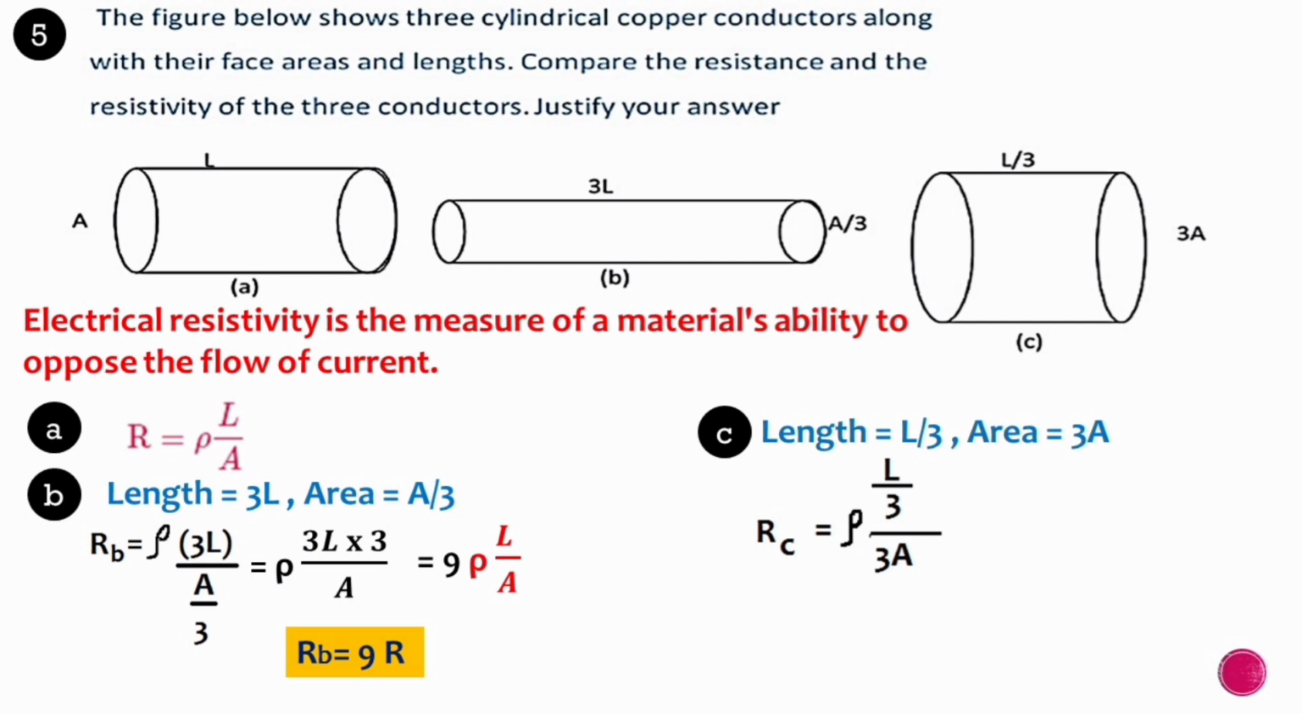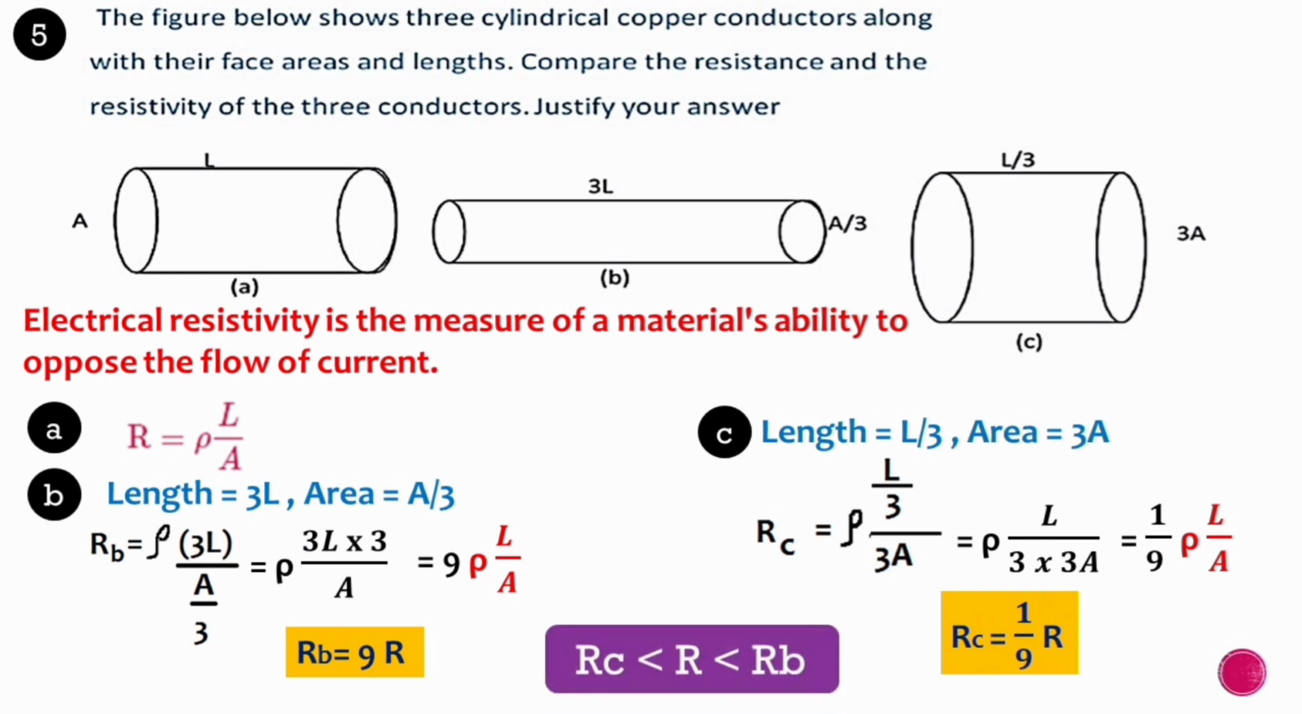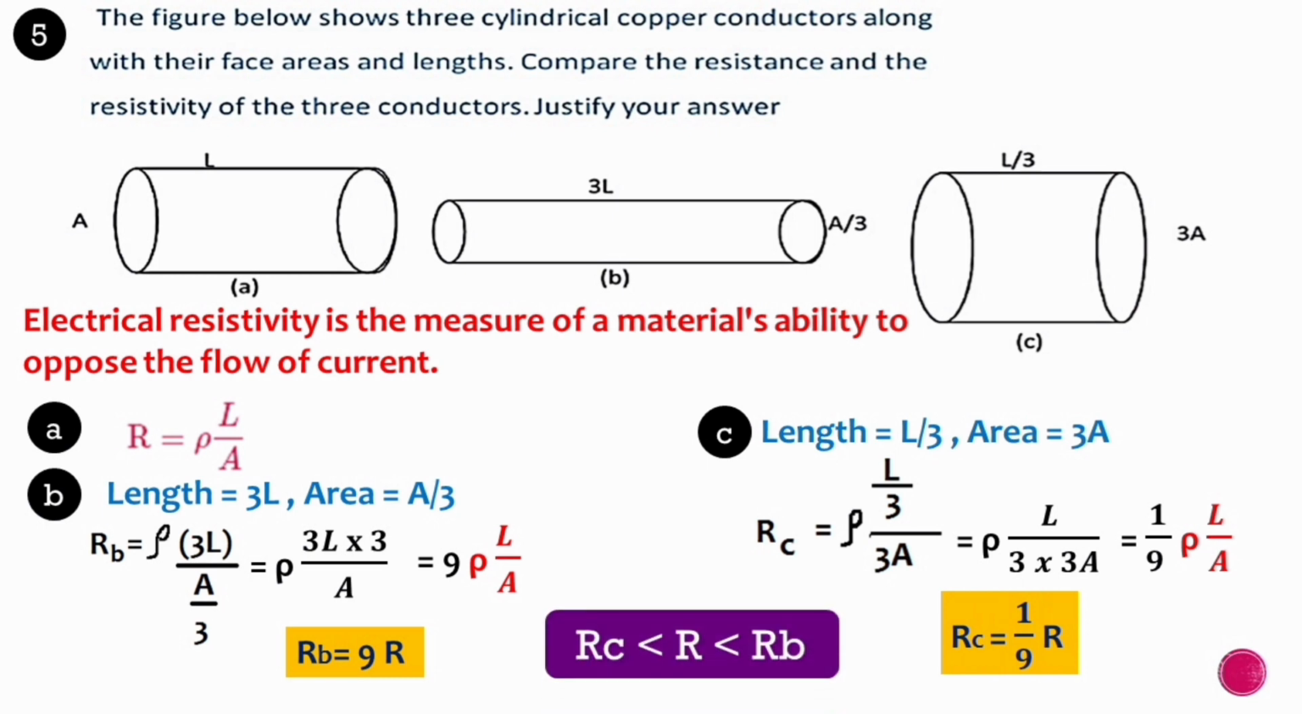When you have a fraction in the numerator, take the fraction to its appropriate form. That means that 3 will come into the denominator part. So it will become RC equal to rho L divided by 3 into 3A, or 1 by 9 rho L by A. That means for the third conductor RC, it will become 1 by 9 times of the original resistance. This means that the resistance is minimum for the third conductor and maximum for the second conductor. So will be the resistivity also.